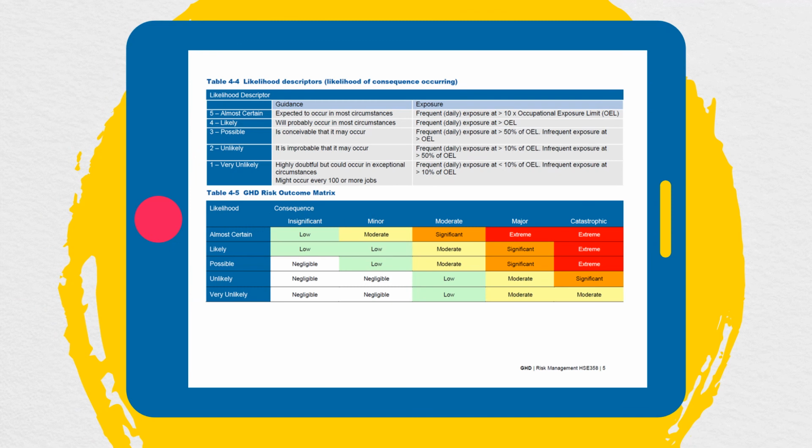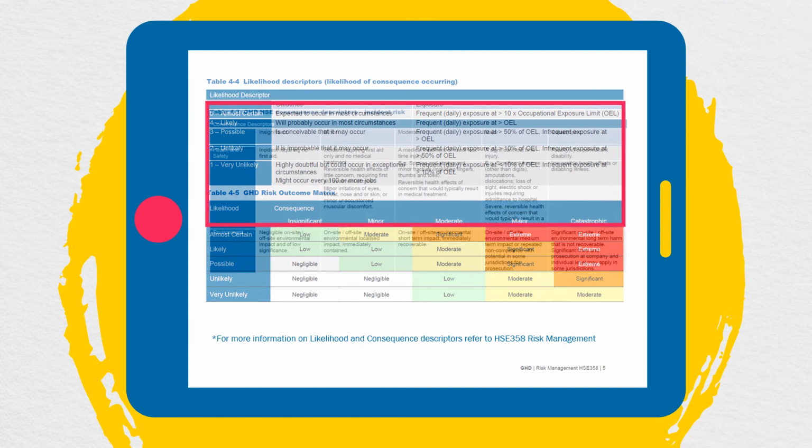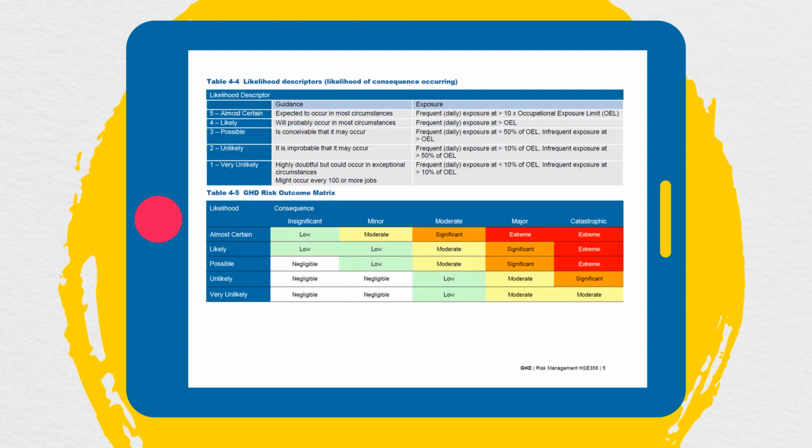GHD uses the following risk matrix to facilitate risk management decisions. We have adopted globally applicable likelihood and consequence descriptors to assist with estimating hazard risk ratings. These are likelihood descriptors, and these are consequence descriptors. Together, they are used to assess risk by determining the probability or threat of hazards to create injury, damage, or loss.